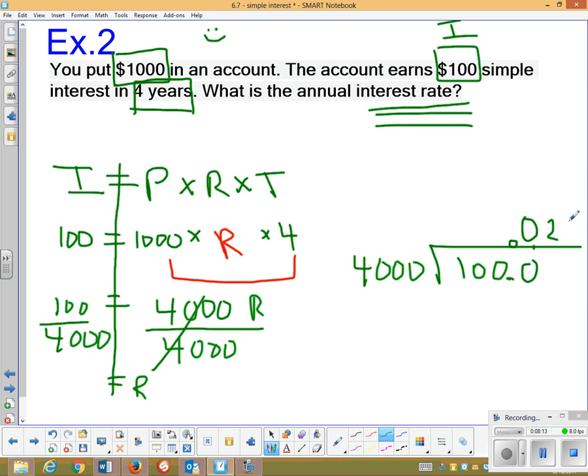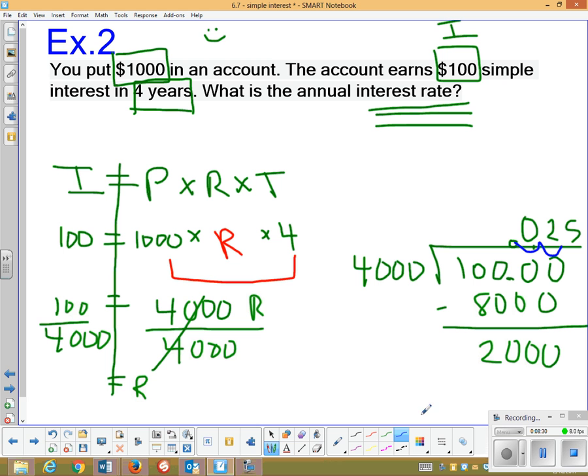So since it doesn't go in, I'm going to add another 0 right here, so it's 10,000, and then that's twice, so that's 8,000. So go ahead and finish this so that you can see it's 0.025. Now the 0.025 is a decimal, so to make it a percent, I'm going to move it 2 to the right, 1, 2, and my answer will be 2.5%. So the bank gave us a 2.5 rate, so that would be your answer for the interest rate.